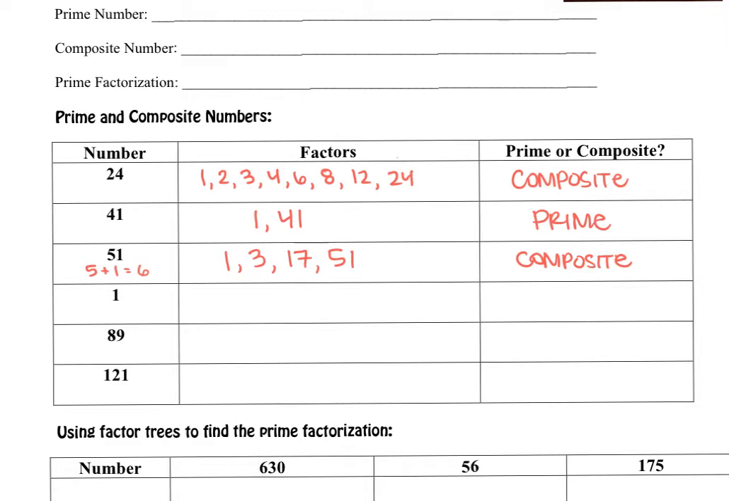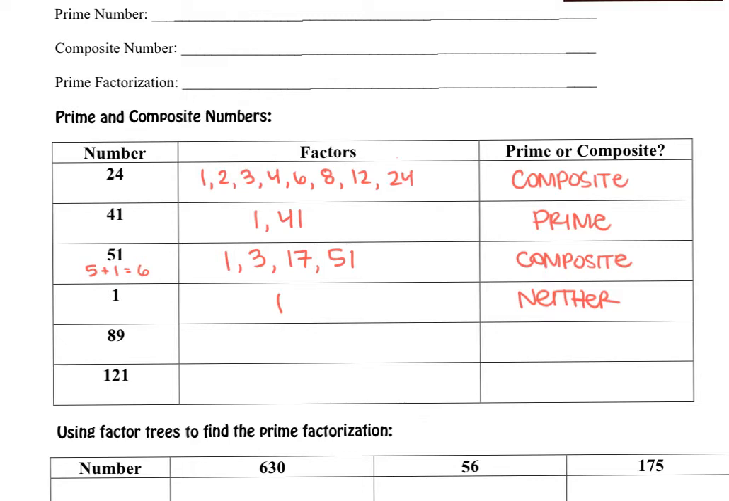The next one's 1. 1 is actually the only number that is neither prime nor composite because prime has to have exactly 2 factors, composite has more than 2 factors, and 1 has 1 factor. So this is the only one that is neither prime nor composite because it only has 1 factor, 1.